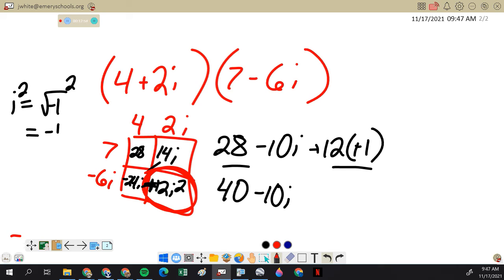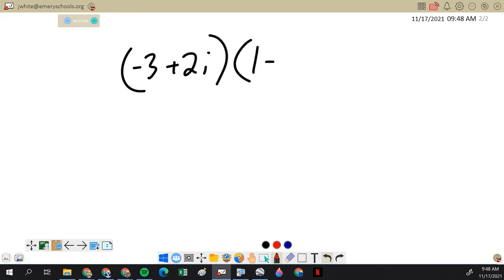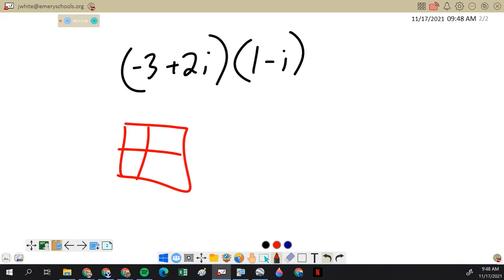Do you want to see another one of those? Okay. So negative 3 plus 2i and 1 minus i. So we set up the box. Negative 3, 2i, 1, negative i. Negative 3, 2i, 3i, negative 2i squared.